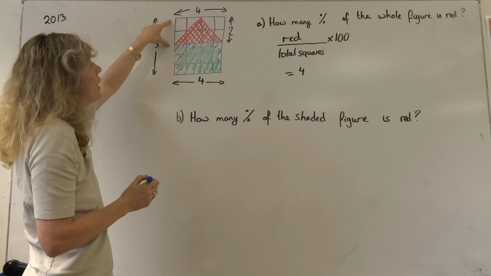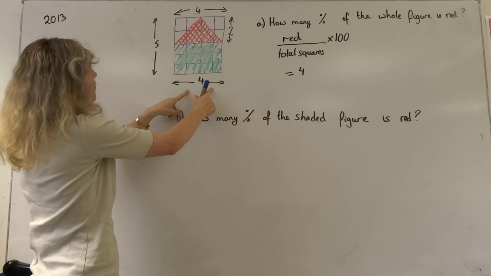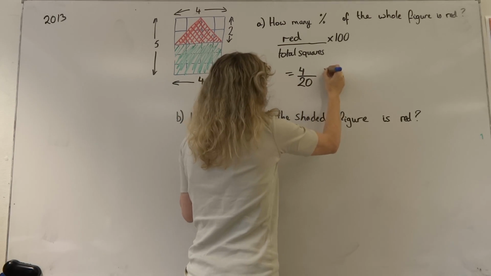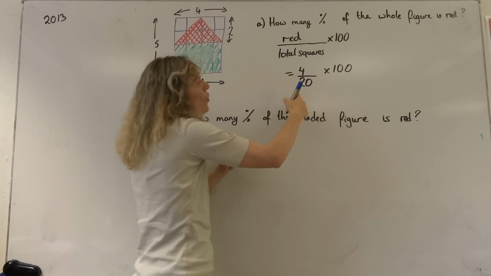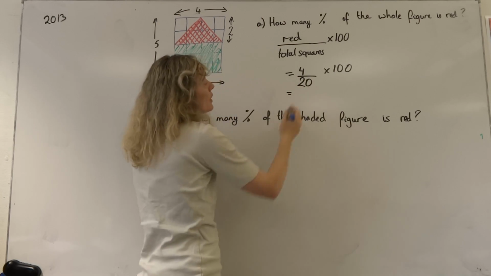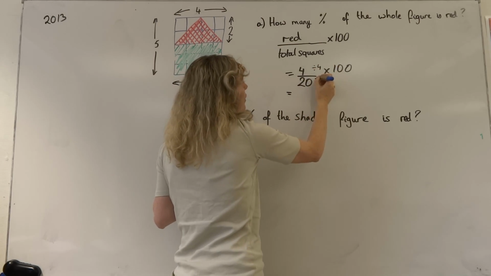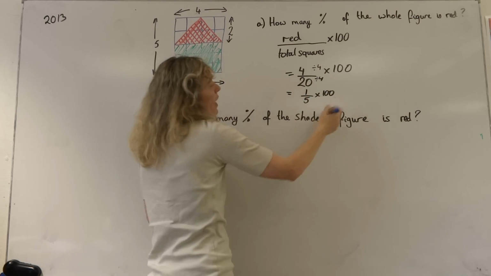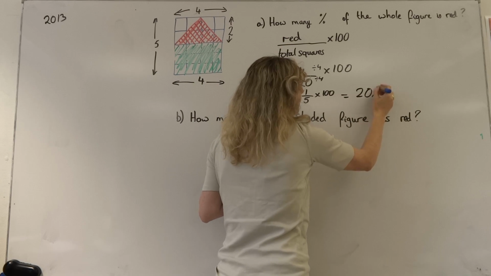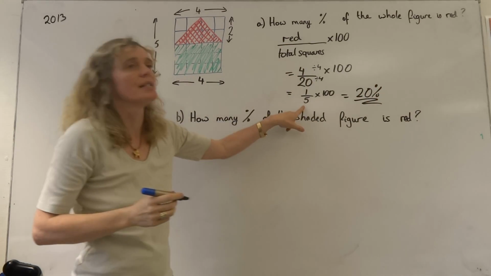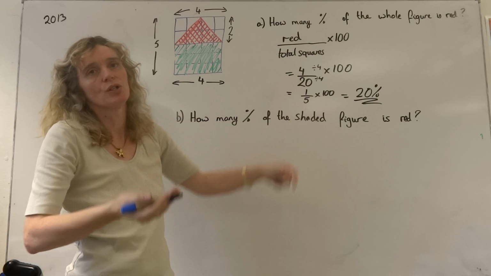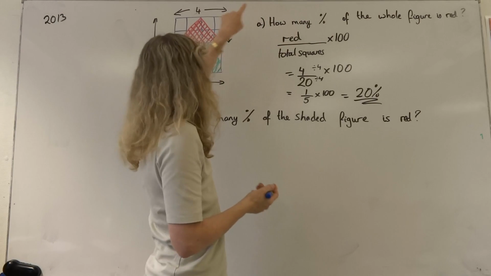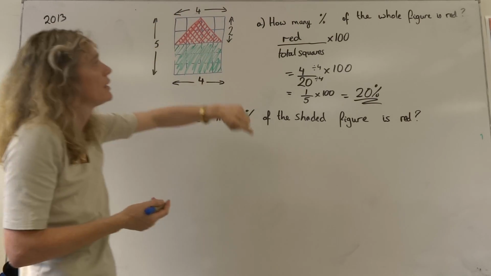Half of a rectangle. The total number of squares would be 4 times 5. There's 20 squares in total. So 4 divided by 20, times 100. You can just divide top and bottom by 4, giving us 1/5 times 100. 100 divided by 5 is 20%. You'd recognise as well that 1/5 is 0.2, and 0.2 is 20%. So that's the first question: what percent of the whole figure, using all the 4 by 8, is red?